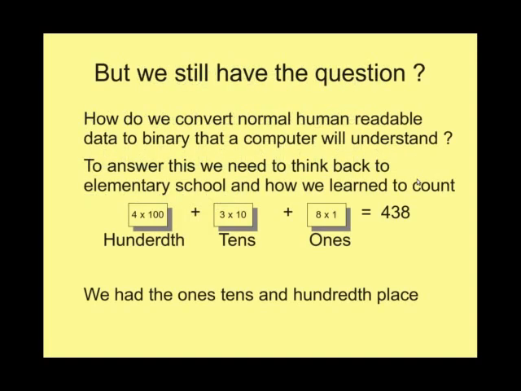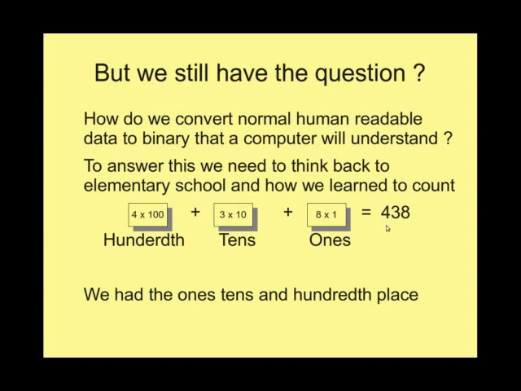So now that you know what a bit and a byte is, we still have one question left. How do we convert normal human readable data to binary that a computer will understand? Now to answer this, you need to think back to your elementary school days and how we learned to count.